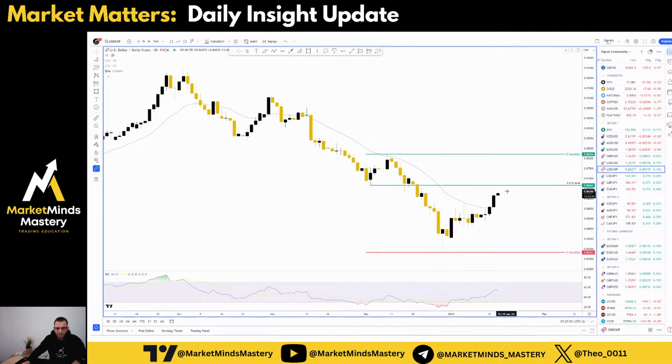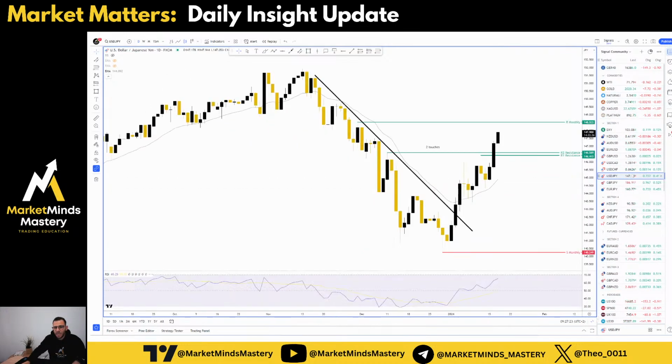USD CHF, same, price moves upward. As you can see, this morning it made a higher high. Price still makes higher highs, higher lows. Yesterday we got clear direction, so today we might look for some bullish momentum on this one.